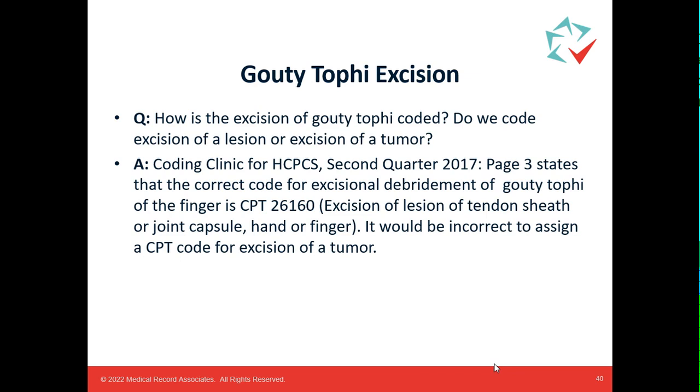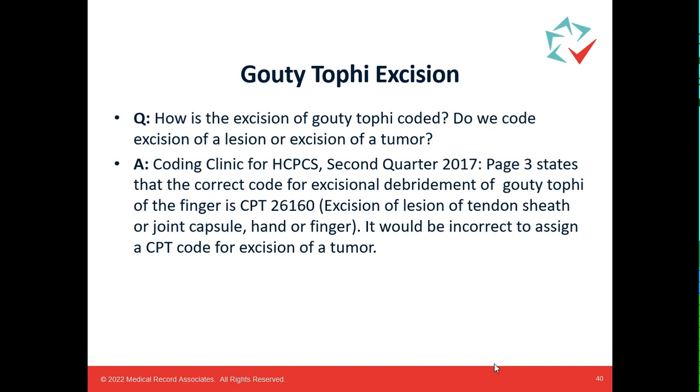So gouty tophi, what is gouty tophi? Gouty tophi is an accumulation of uric acid crystals in or around a joint capsule. A question was posed to Coding Clinic for HCPCS. How is the excision of gouty tophi coded? Do we code excision of a lesion or excision of a tumor? And Coding Clinic responded, second quarter 2017, page 3, stating that the correct code for excisional debridement of gouty tophi of the finger is 26160, excision of lesion of tendon sheath or joint capsule, hand or finger.